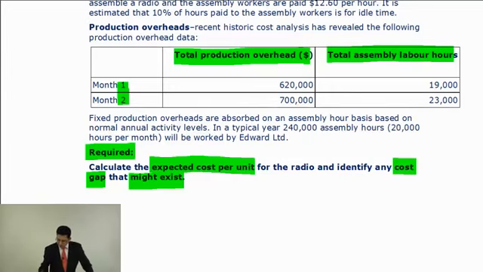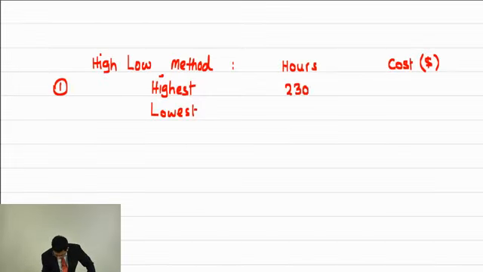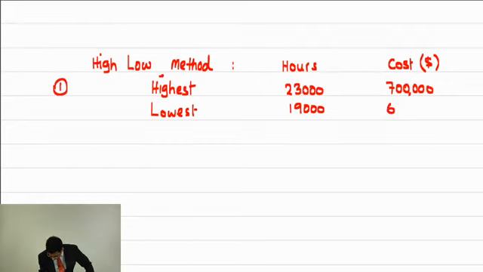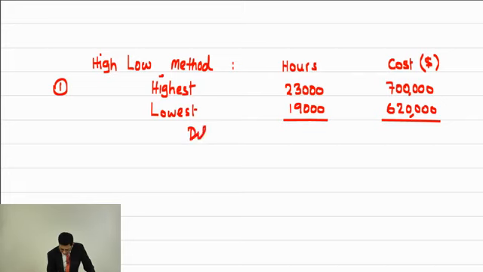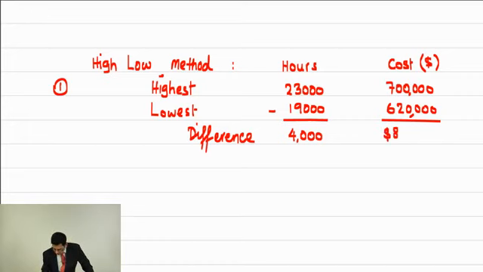Okay, highest hours were 23,000 and lowest hours were 19,000. This was given, copy and paste, and the cost information was 700 and 620. Okay, I didn't do anything, I just arranged them highest first and lowest after. That's why it's called the high-low method. Now what we need to do is take the difference. Okay, 23 minus 19 equals 4,000 hours, and 700 minus 620 equals $80,000.